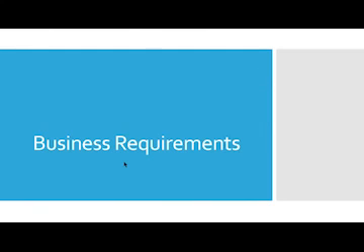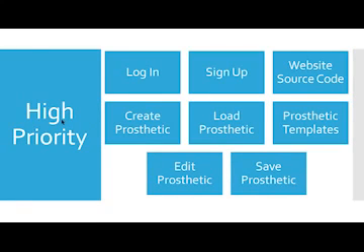Now I'm going to show you some of our business requirements and what we're putting as our high priority currently. In our high priority we have login, sign up, website source code, create prosthetic, load prosthetic, prosthetic templates, edit prosthetic, and save prosthetic. So, creating our website, we know we might have to change our idea later.